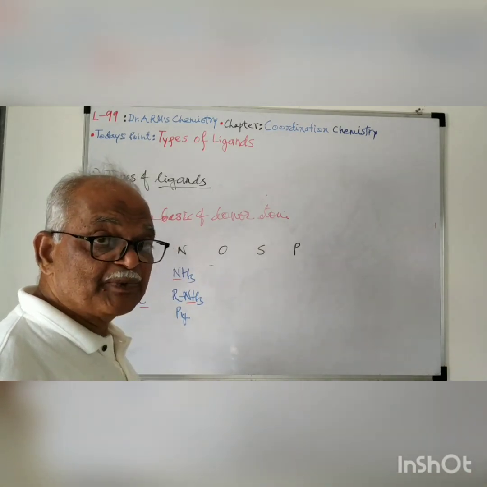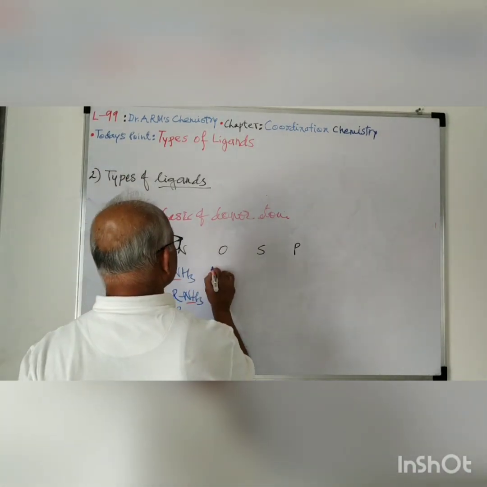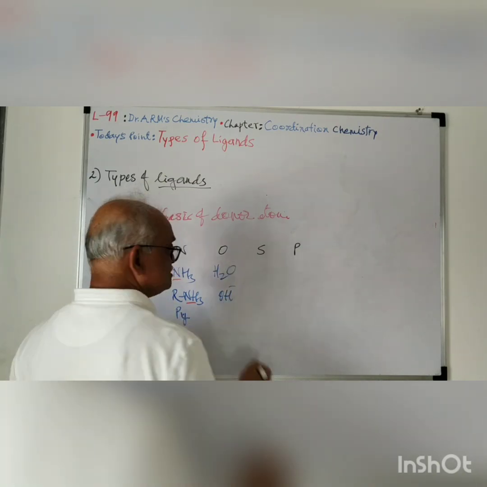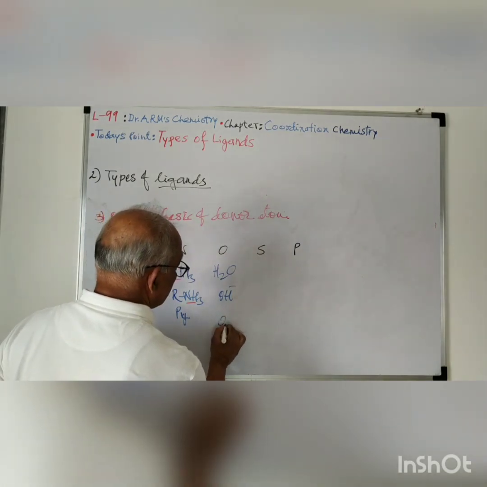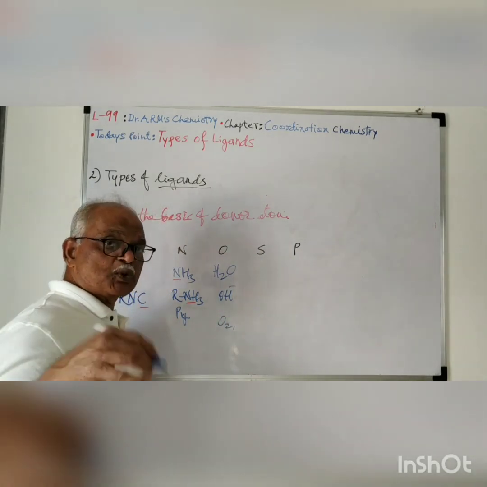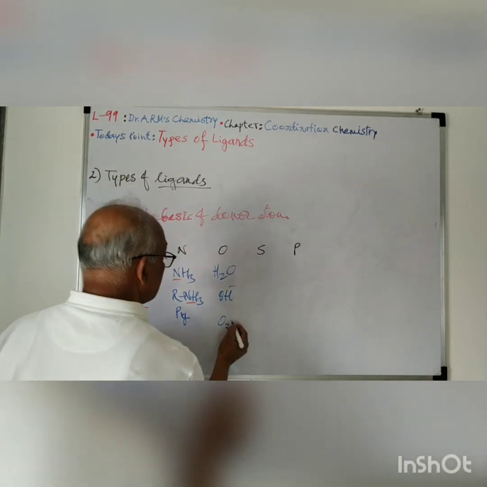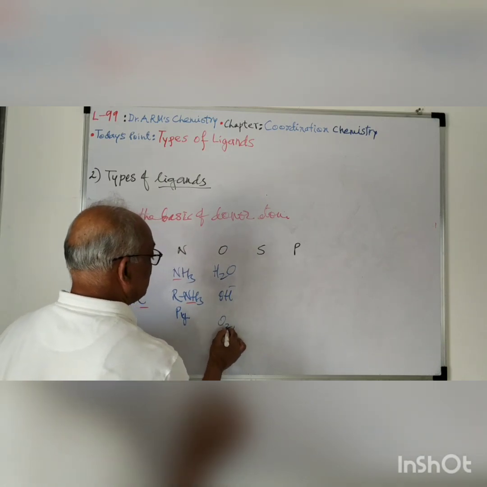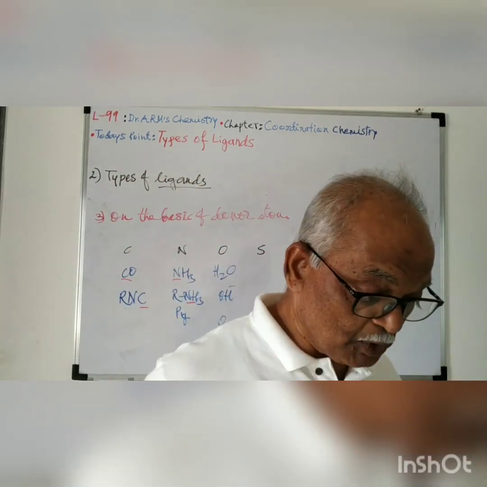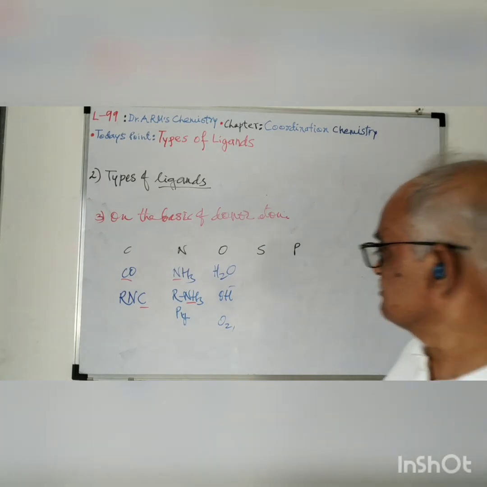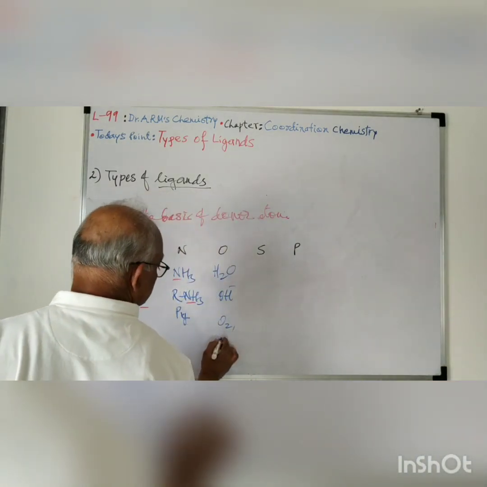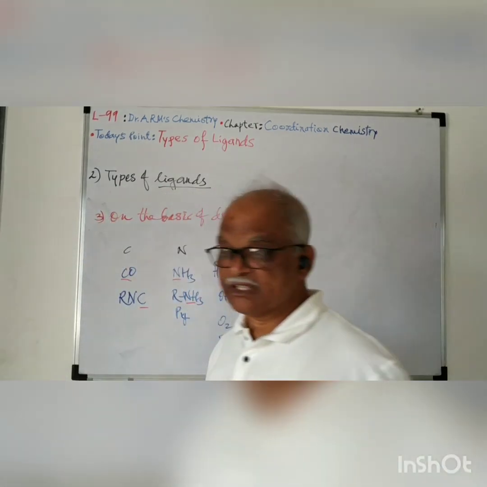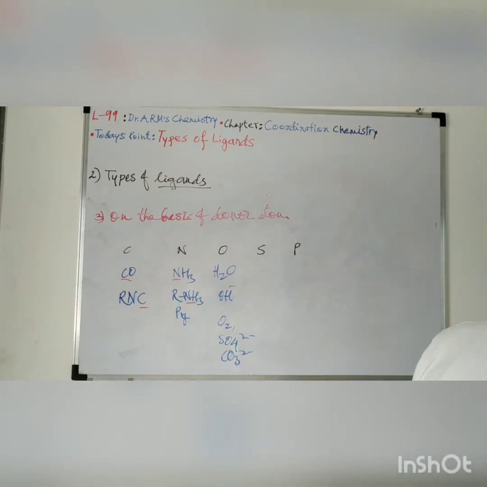Then if we take the ligands with oxygen as a donor atom, then we can have H2O, OH minus, or the oxo, O2, peroxo, or we can have any other examples in which oxygen is a donor atom, or sulfates, carbonates, etc. SO4 2 minus, CO3 2 minus, etc. So there are such a number of examples.